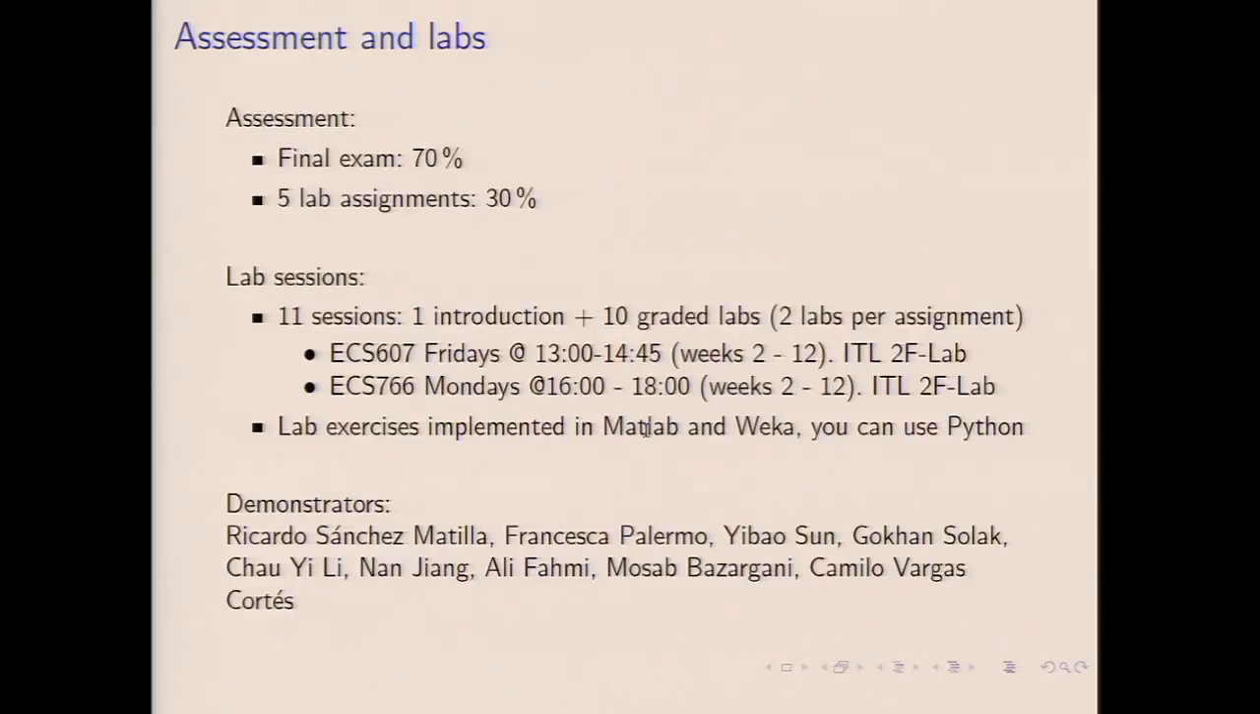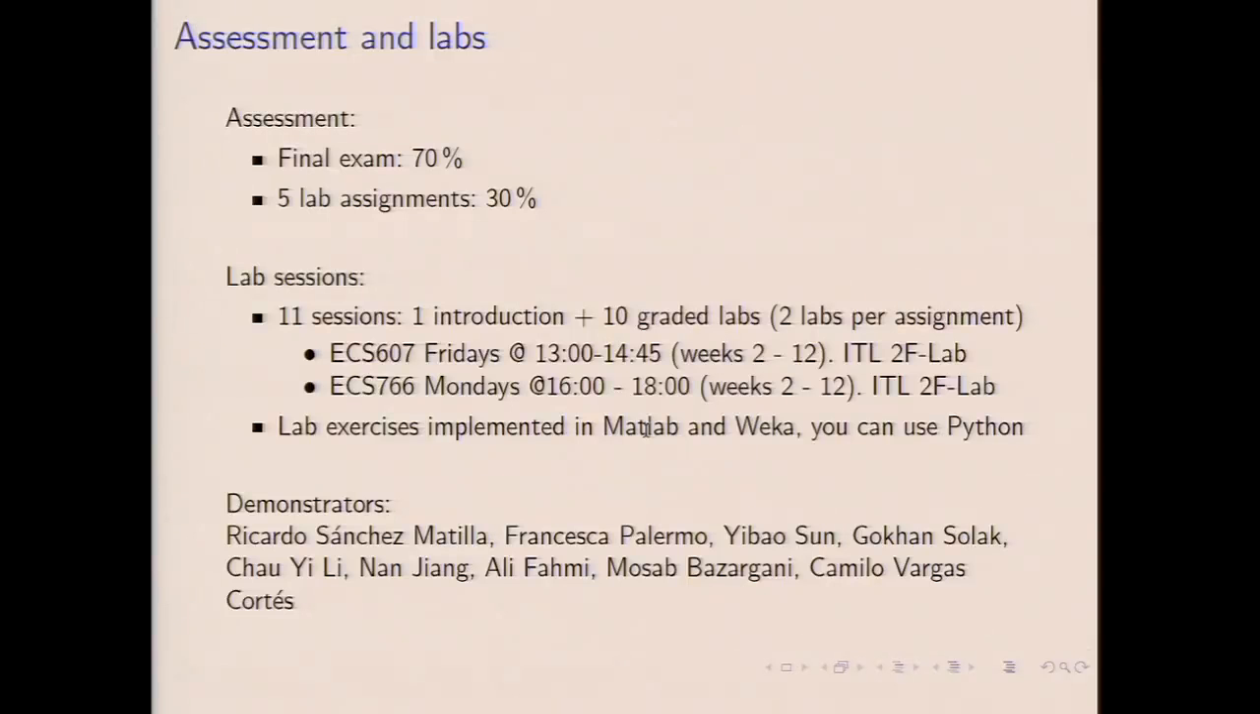For the postgraduates that have the lab on Monday, they get assistance but have to catch up quite quickly. The undergraduates that start the first lab on Friday, a good practice for them would be to download the lab sheet on Monday and start doing it already, so that when Friday comes and they go to the lab, they are ready with the questions they have for the demonstrators. Is that clear? Okay, good.